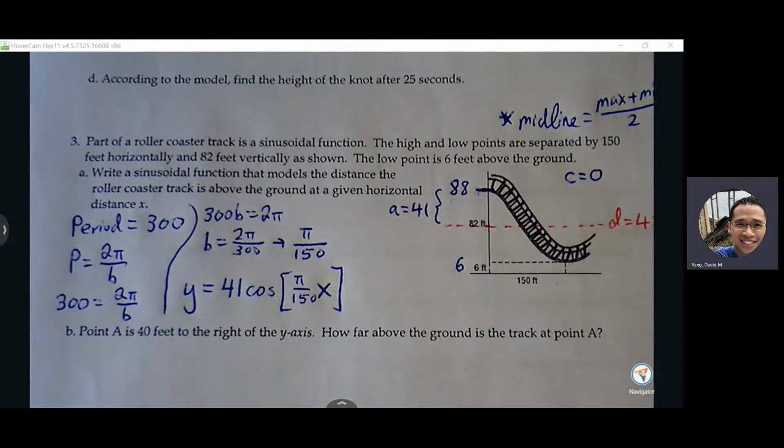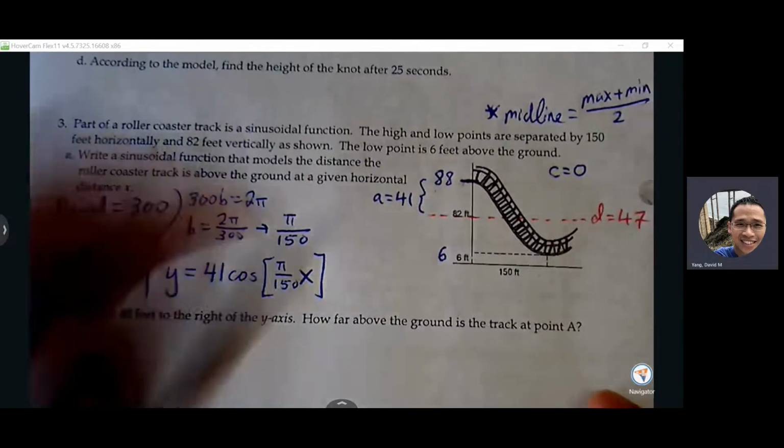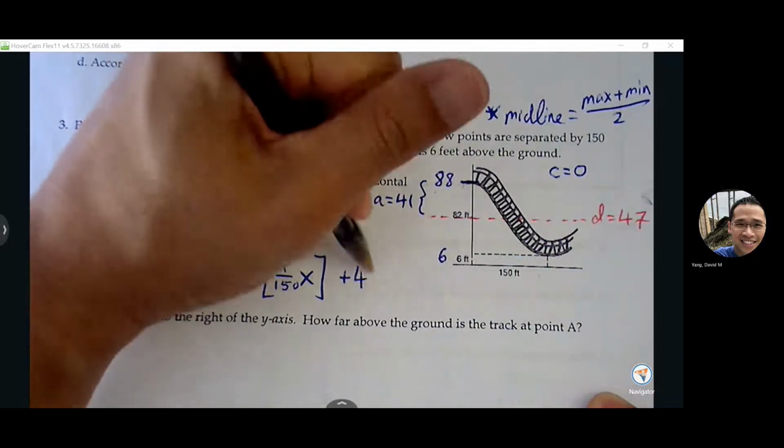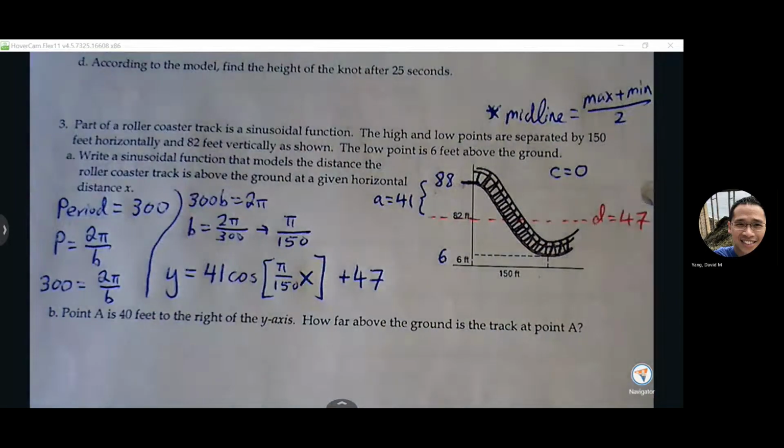I'm leaving the C out of it. That C is 0, so it's not going to impact anything. And finally, plus.